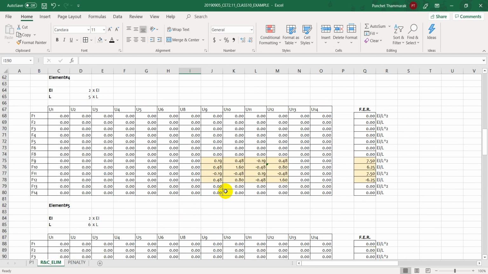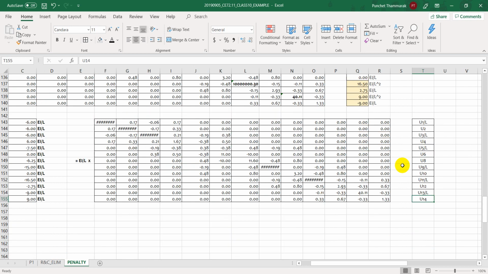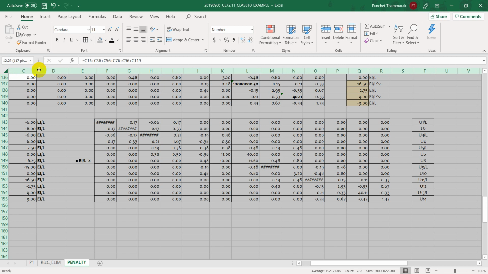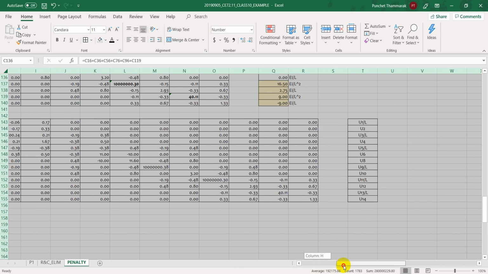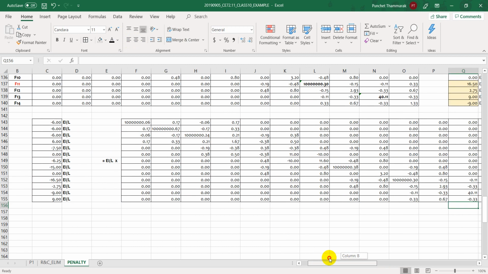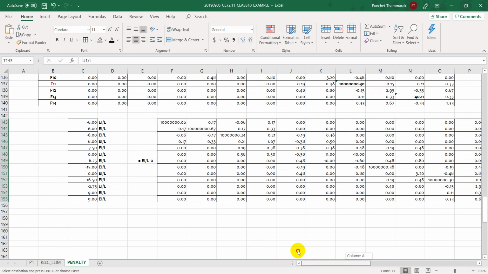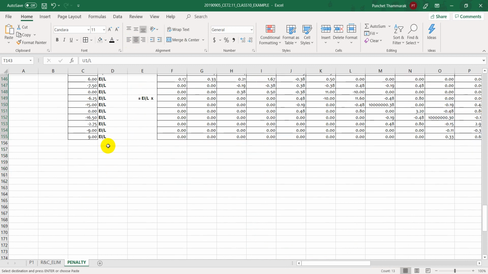So all of the displacement U were divided by L. So we are able to pull out the EI over L as the common factor out of the stiffness matrix, leaving only pure numbers in there. And again, we cancel out EI over L. So we will come up with the following solution.